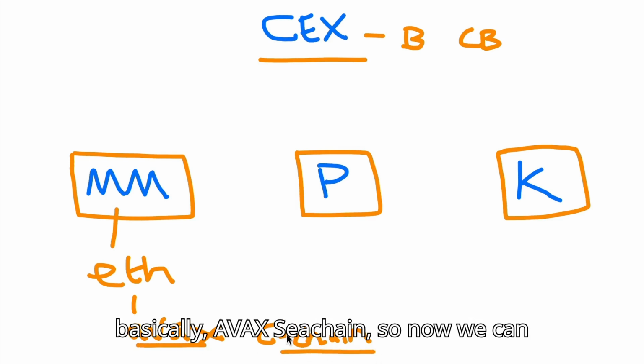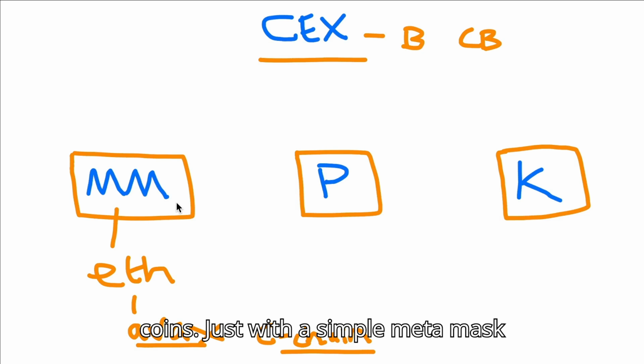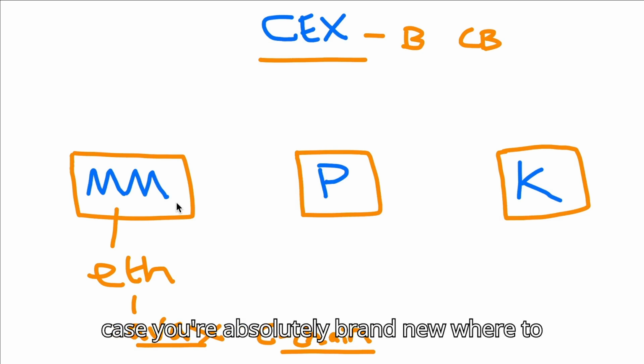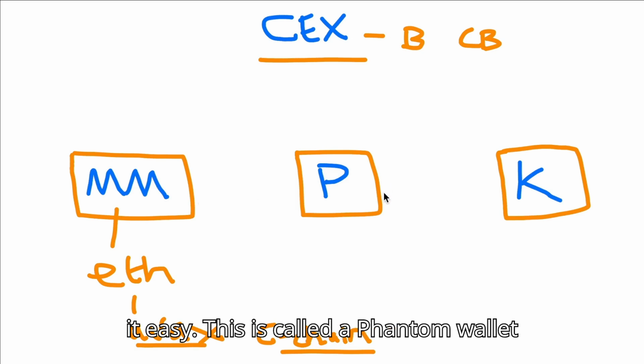But basically, AVAX C chain. So now we can trade AVAX. Now we can trade ETH meme coins, just with a simple MetaMask wallet. And I'll show you in a minute, in case you're absolutely brand new, where to download it on Google Chrome, just to make it easy.